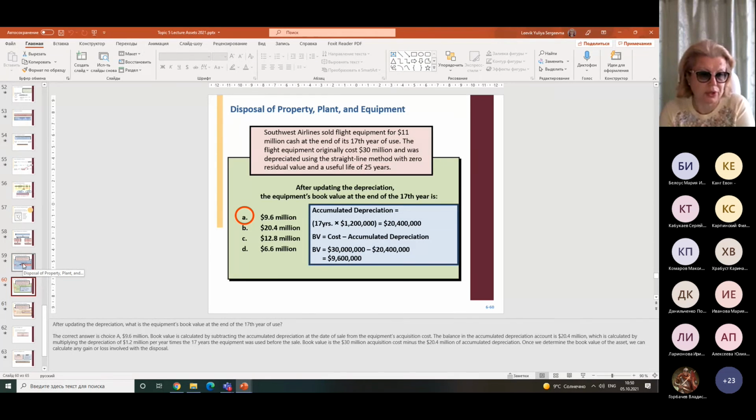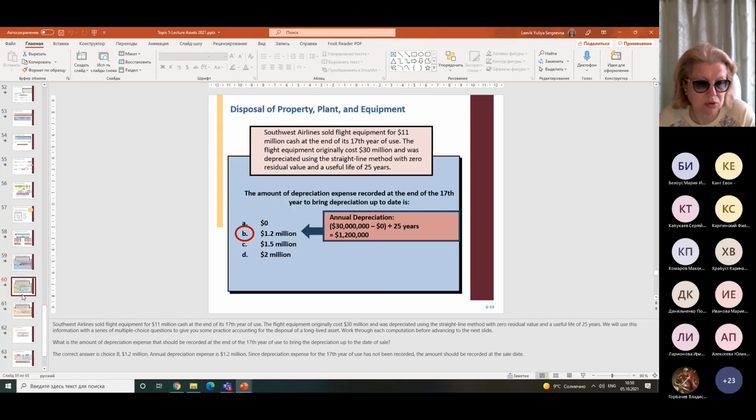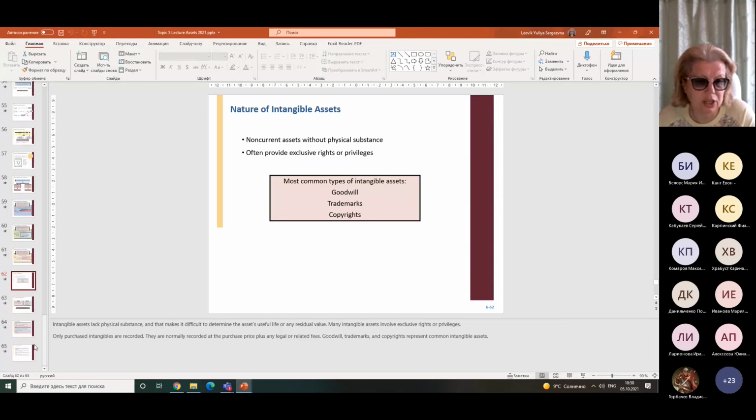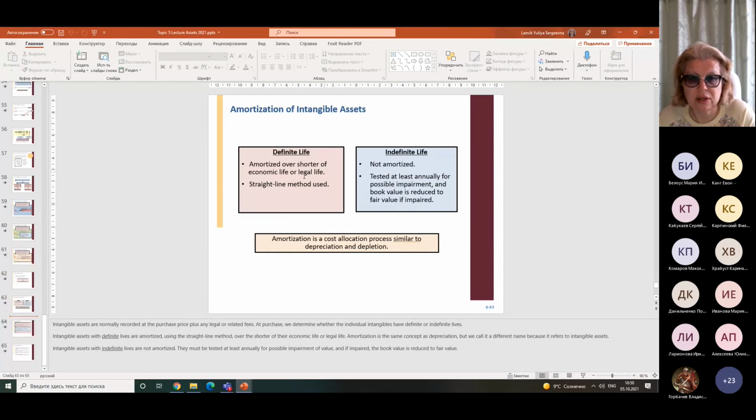and equipment. It's also important to understand how to treat disposal of tangible assets. This is the classification. Some concepts about amortization of intangible assets. We should identify intangible assets as assets with definite or indefinite life. If it is a definite life, it should be amortized like property, plant, and equipment, absolutely the same approach. If it's not amortized, it should be tested at least annually for possible impairment.